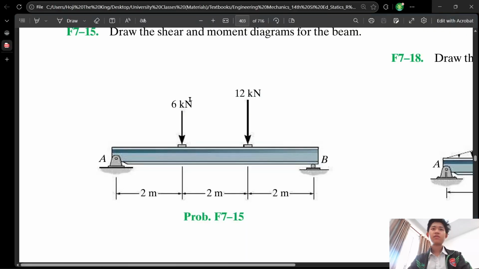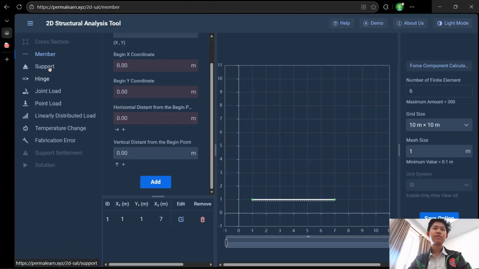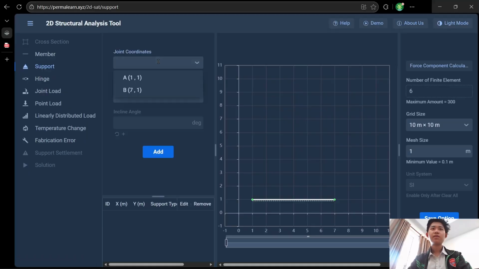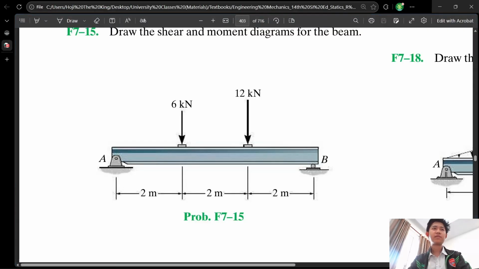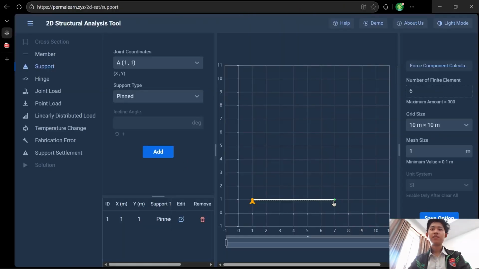Now we can identify and add the support types. We go to support right here and put it at point A. At point A we have a pin support, and we add it. So now there's a pin support, just like the picture. Now we move to the second support, which is a roller, just like that. A roller support and a pin support.